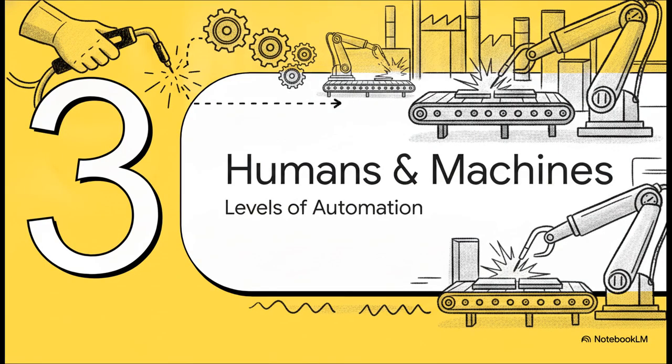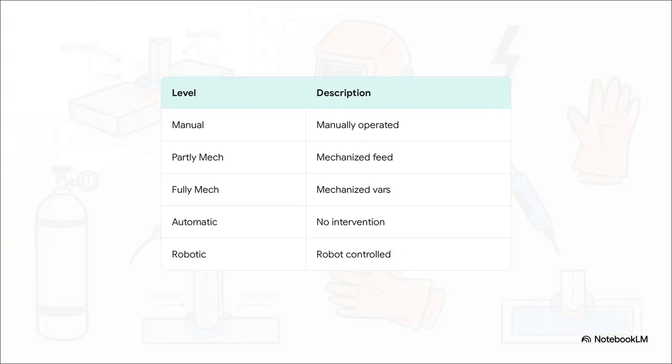Section 3. Humans, machines, and robots, the levels of automation. So now that we know the anatomy, who's actually performing the surgery?